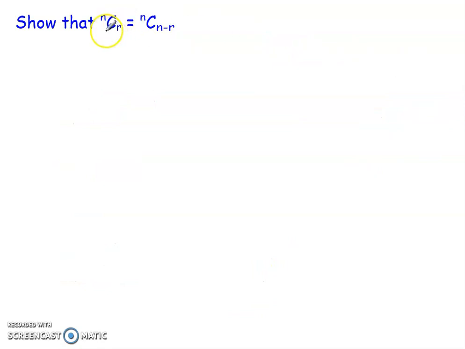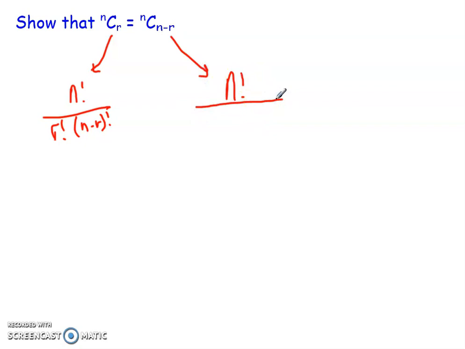Second question, I've got to show that nCr equals nC(n minus r). Look at both sides individually and see how they equate. So I know that nCr is simply n factorial over r factorial times (n minus r) factorial. And if I then look at this side here, I've got n factorial on the top, so great, my top's the same. I've then got (n minus r) factorial times (n minus (n minus r)) factorial.